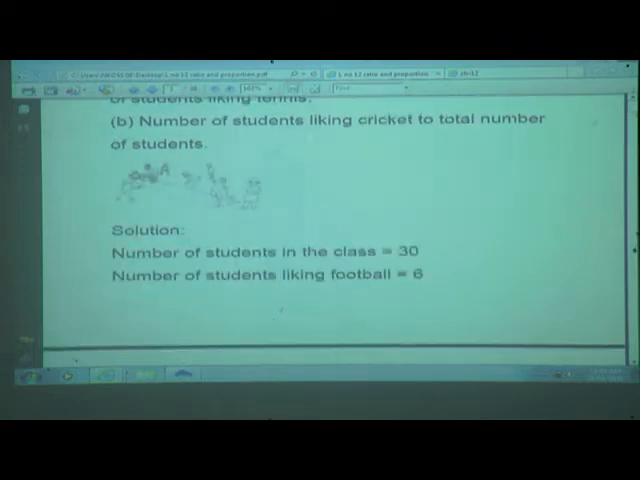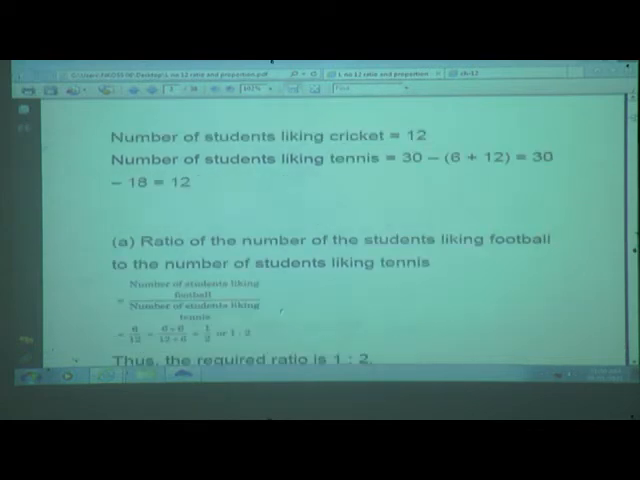Number of students in a class is 30. Number of students liking football is 6, and number of students liking cricket is 12. Now we need to find the number of students liking tennis, that is total number of students 30 minus number of students liking football plus cricket. So we got 6 plus 12 is 18, and 30 minus 18 is 12. So the number of students liking tennis is 12.